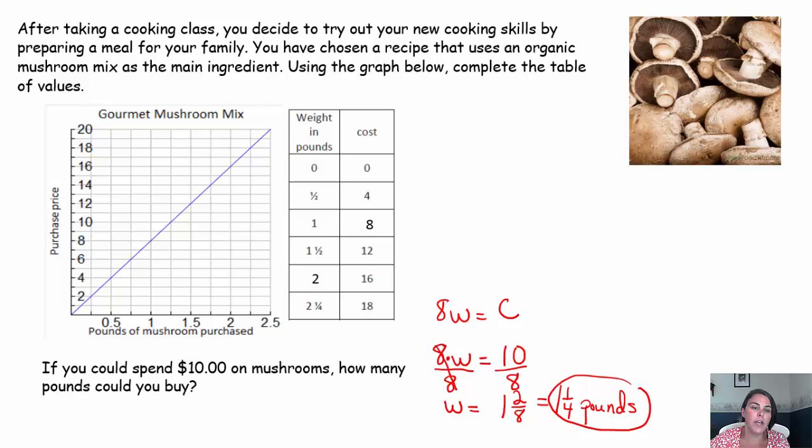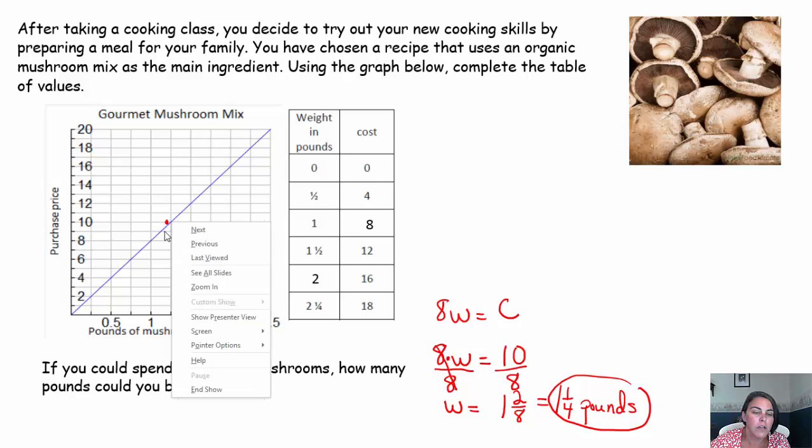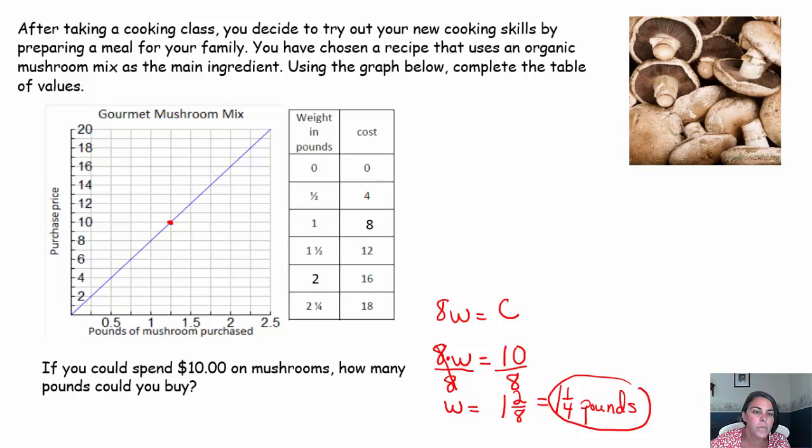Now let's go ahead and take a look here at $10. This is 1, that's 1.5, so this is 1.25, which is the same as 1 1/4. So the coordinate of this point here where the purchase price is 10 is 1.25, 10. So that's 1 1/4 pounds is $10.